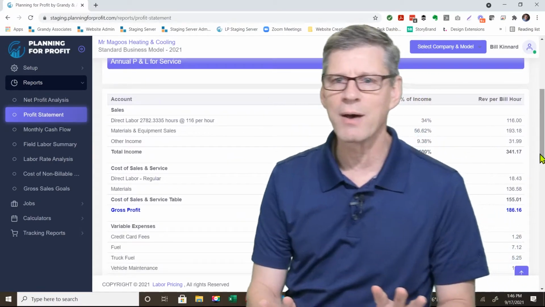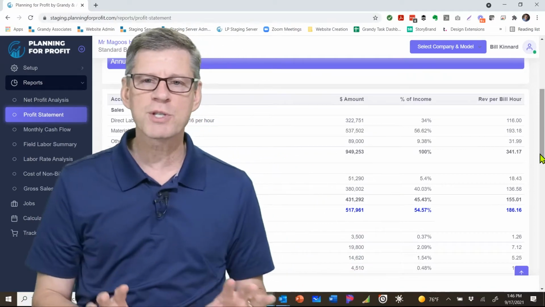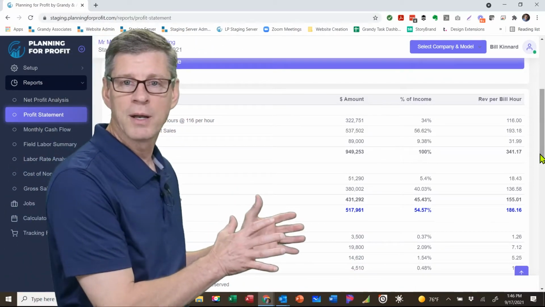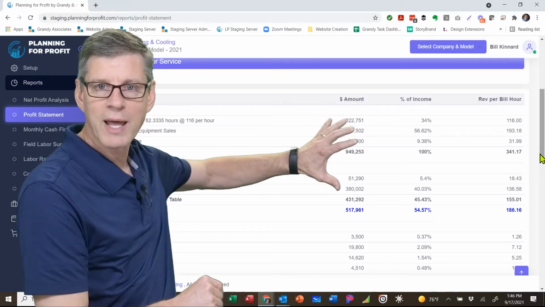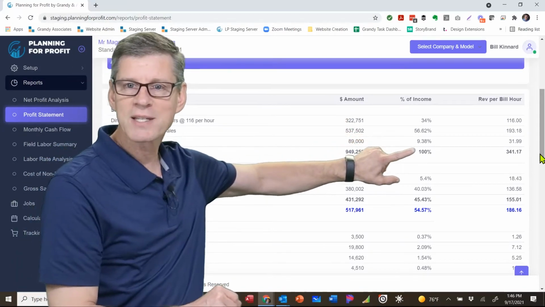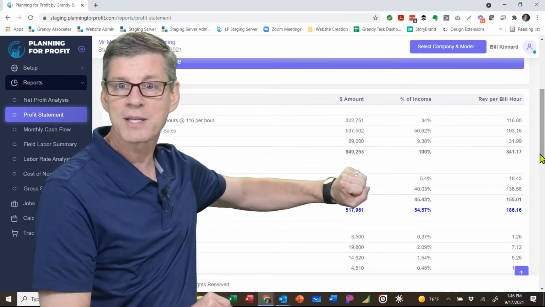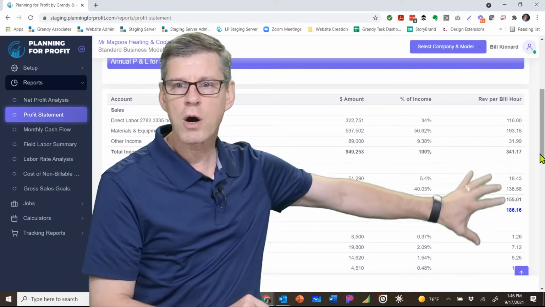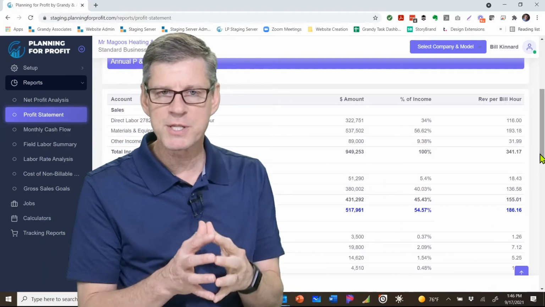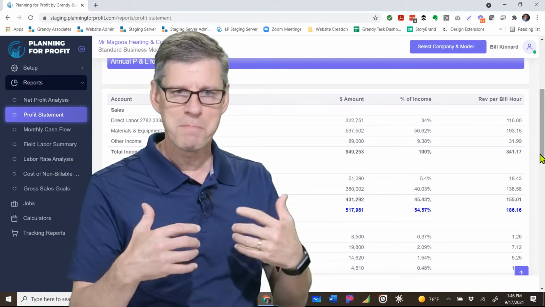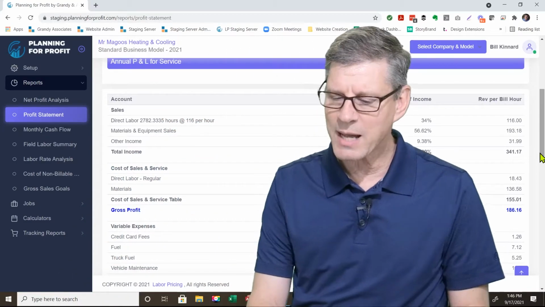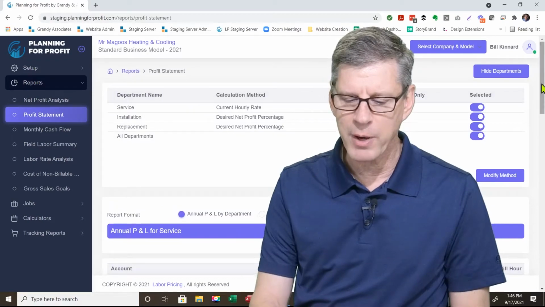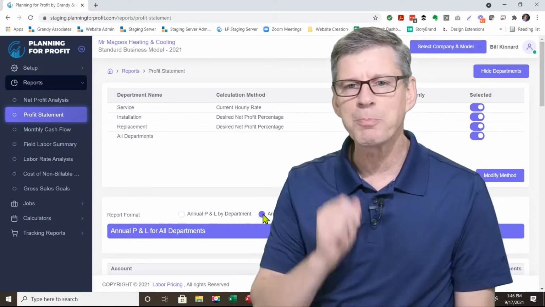As I scroll down, I see just the service department, just the P&L for that department. And I can see what is the total annual amount, what is the percent of either income or expense that one makes up, and then what's the revenue or cost per billable hour that particular expense or revenue item makes up.